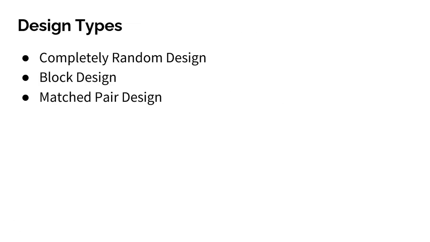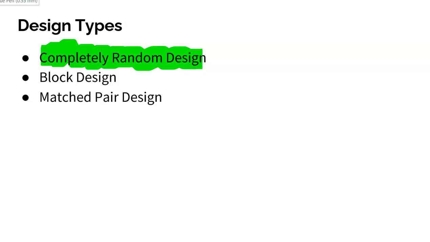Now, lastly, we have a couple different ways you could design an experiment. The first is a completely randomized design. This is actually what I already explained earlier. 100 people, 50 get the new pill, 50 get no pill or a placebo. Boom, that's completely random.